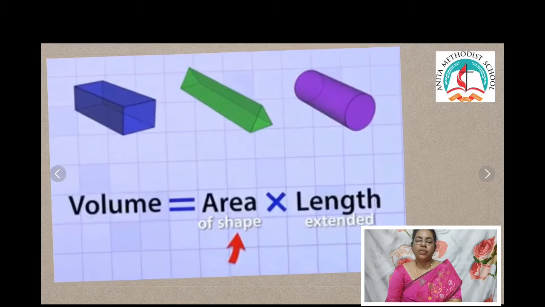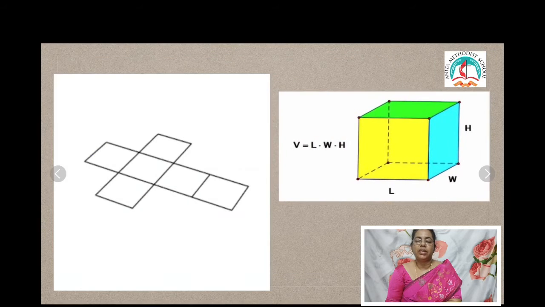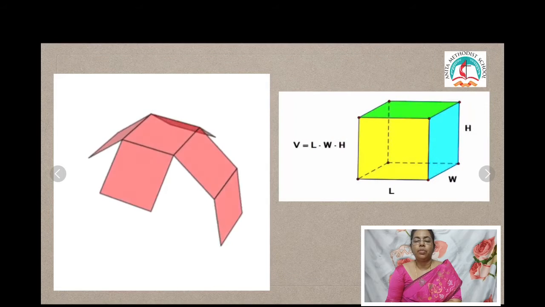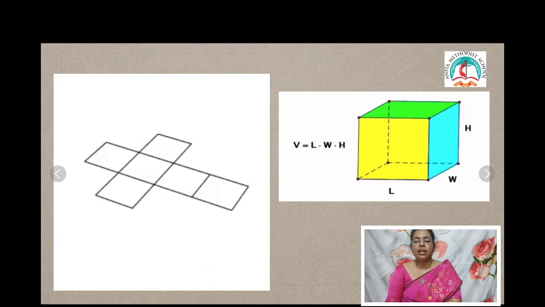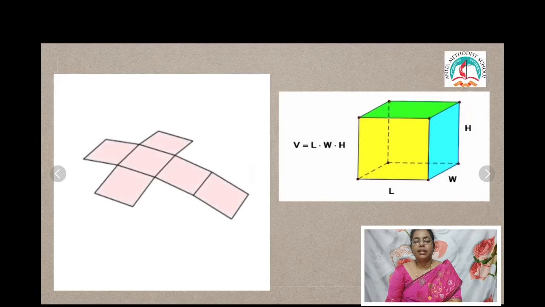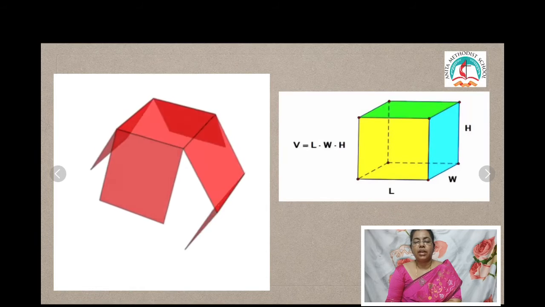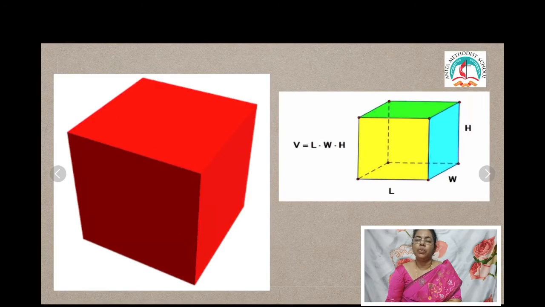Okay, now we are going to find the volume of different objects. First, let's find out the volume of a cube. So, volume of a cube is nothing but length into breadth into height. So, that will be the volume of a cube.